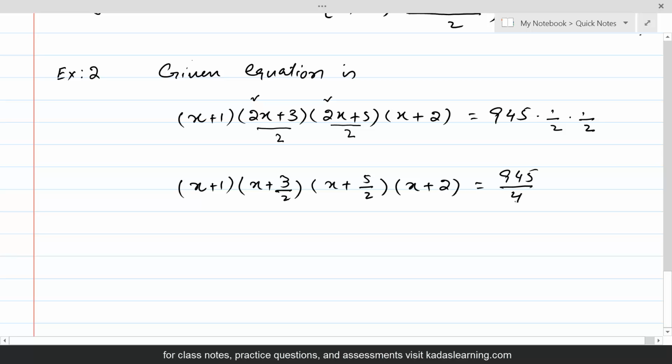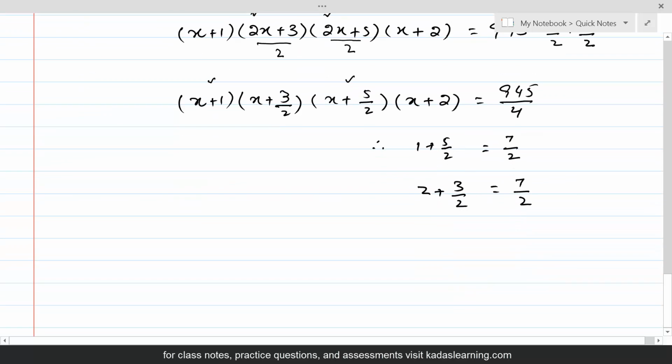This is going to help us see which two factors are grouped together and the other two factors grouped together in a separate group. Here we are going to regroup this x plus 1 and this one, because the sum of constants, let's write this down, 1 plus 5 by 2 is equal to 7 by 2, and the sum of the other two constants, which is 2 plus 3 by 2, is also 7 by 2. Therefore, the grouping will be done like this.